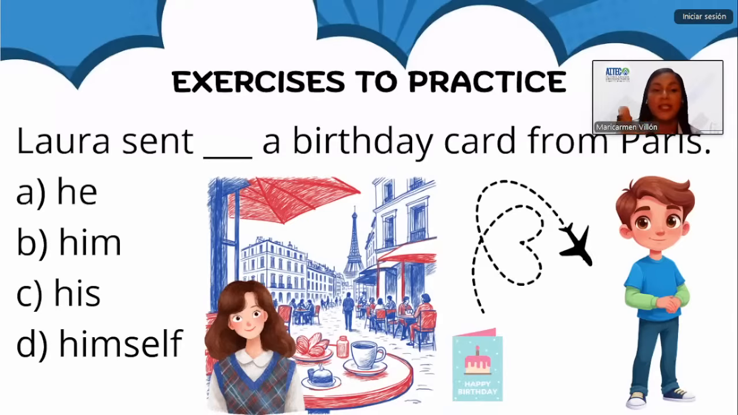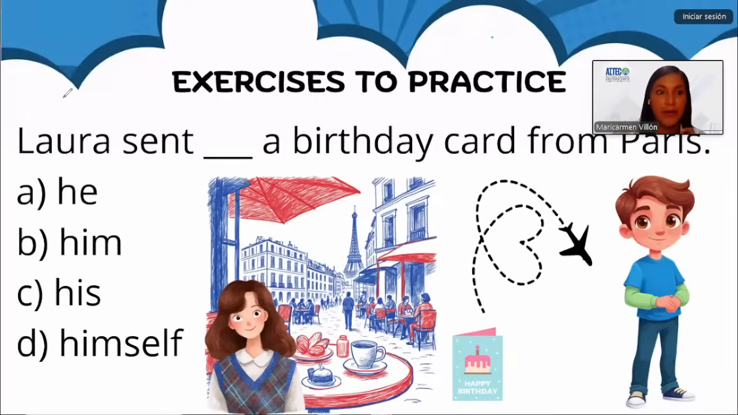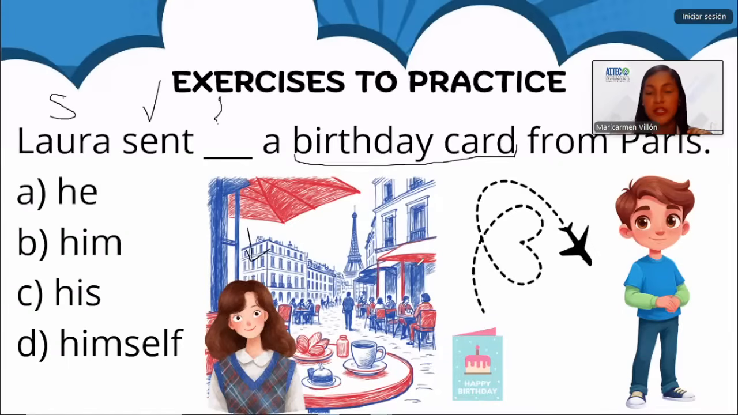Okay, so let's pay attention here. We have Laura sent a birthday card from Paris. Laura, depends on the pronunciation there. We have the verb in past, right? Okay, what do we need here? We don't know. A birthday card from Paris, right? Here's Laura. She's in Paris, right? And this is who? What will be the answer?